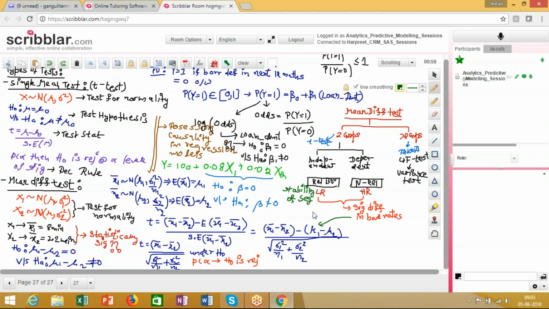Great. So this is the part where we get to see the application of the test. Basically, in assessing the effectiveness of strategies, and in assessing the distinction in the overall bad rates, etc., we use this particular approach of mean difference tests.